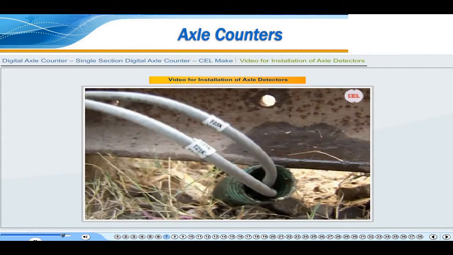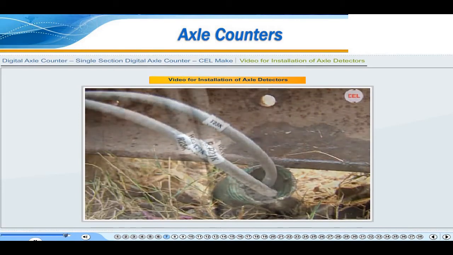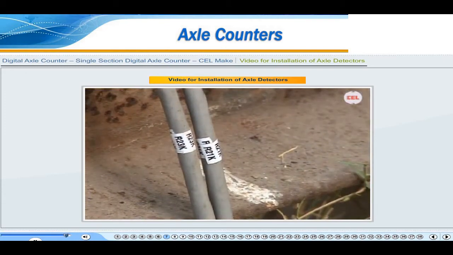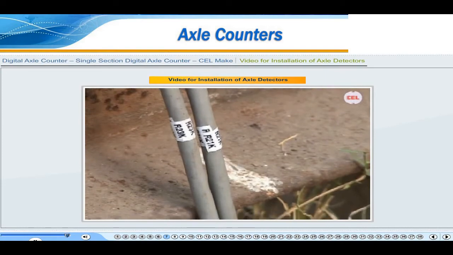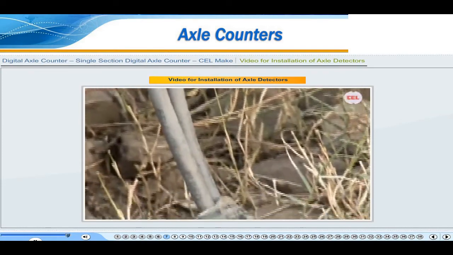Now take the TX coil cables marked with 21 kHz and 23 kHz together in one HDPE pipe to the location box. Similarly, take both RX coil cables marked with 21 kHz and 23 kHz together in a separate HDPE pipe to the location box.